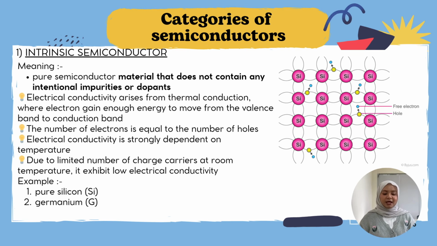In these materials, the number of electrons is equal to the number of holes, and both of them act as charge carriers. Because there is only a limited number of charge carriers at room temperature, intrinsic semiconductors usually have low conductivity. Common examples of intrinsic semiconductors include pure silicon and germanium. Essentially, intrinsic semiconductors help us understand how semiconductors behave without any impurities, and this forms the foundation for understanding what happens when dopants are added later.